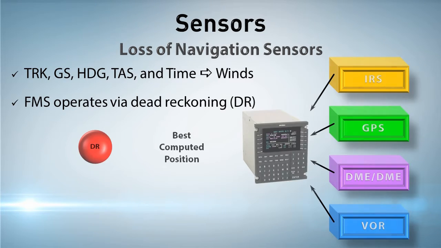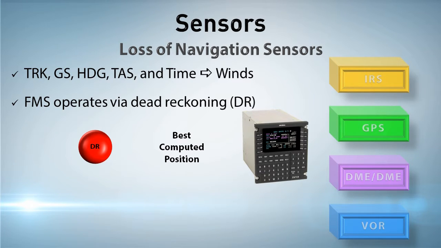The FMS then uses the true airspeed, heading, and wind information to dead reckon. The accuracy of the DR is constantly updated via the sensors. Should the FMS lose its navigational sensors, it will continue navigating via dead reckoning, but the wind information will cease to be updated. As a result, this position will become less and less accurate over time.